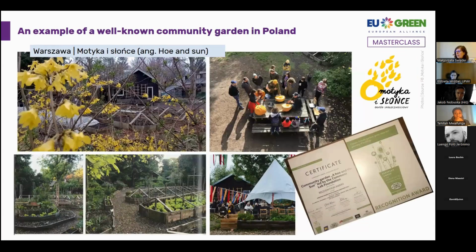Another example, this time from Poland, from Warsaw. It is called in Polish "Motyka in Słońce," which could be translated as "Hoe in the Sun." This group was also one of our city that we were in touch during the time when in Wrocław we were trying to establish a procedure for creating community gardens in the city.